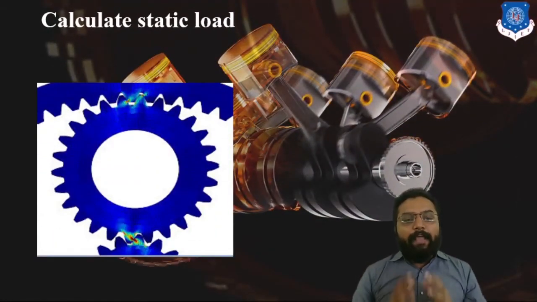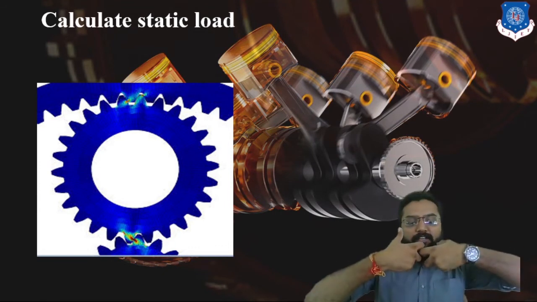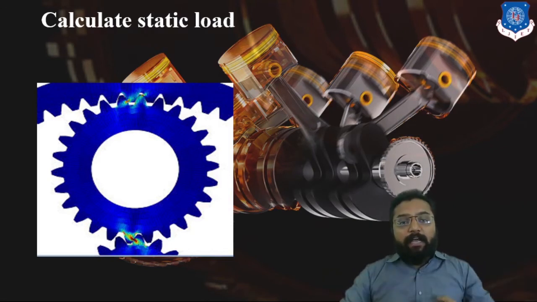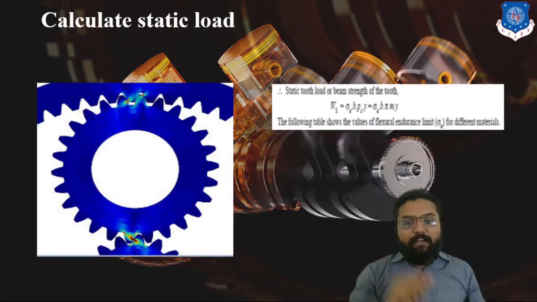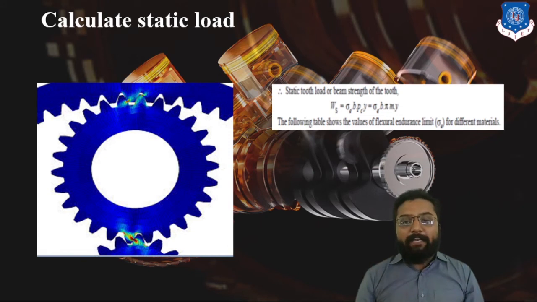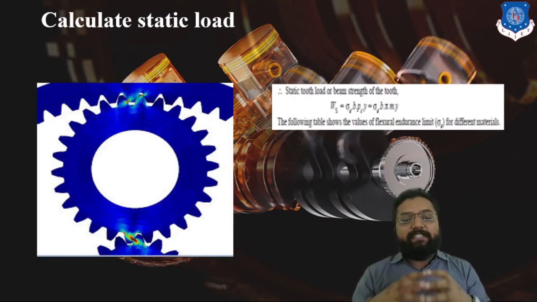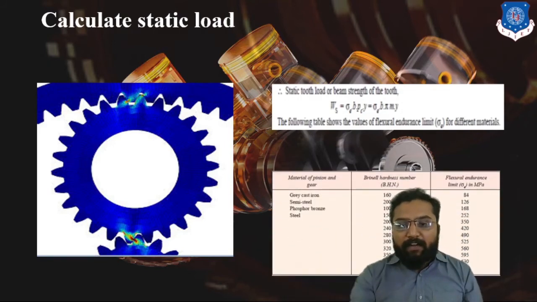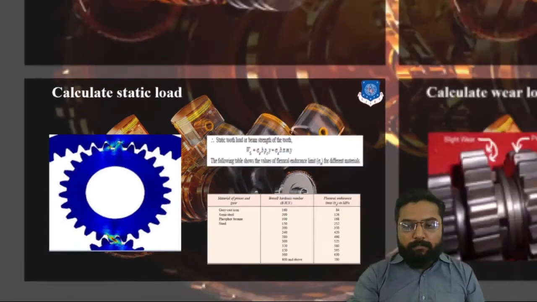After determining this load, we will find the static load. Static load is the load acting when your gear is just about to touch. It is not in motion but just about to touch. That is called the static load. After developing the static load model, we have to determine the static load, which is WS equal to sigma E into B into pi into M into Y, where sigma E is the endurance limit. These are the different endurance limits for your stresses.